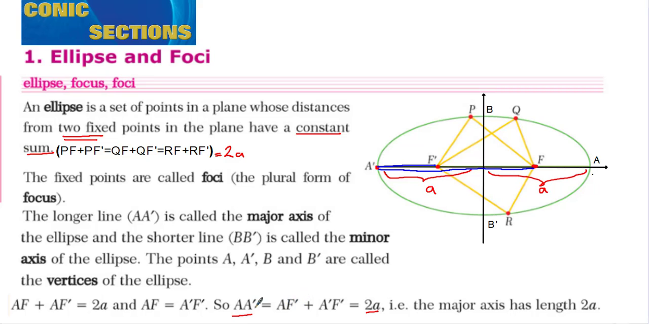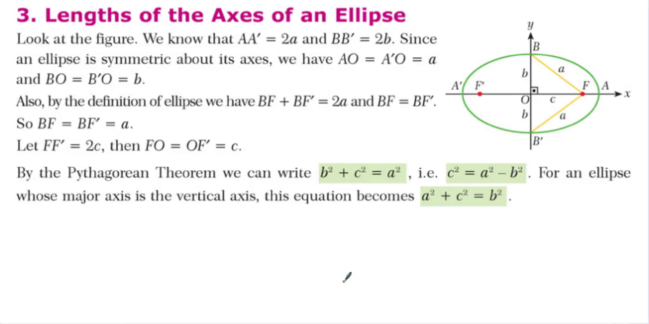How is it going to be? Because A prime F plus A prime F prime, at the same time A prime F prime is equal to FA. So I'm going to draw this length here again. This is the sum. So from this point to this point, when you continue, it's going to be equal to 2A. I'm going to explain on the exercises. There's no need to confuse that one. And let me continue with the other terms.